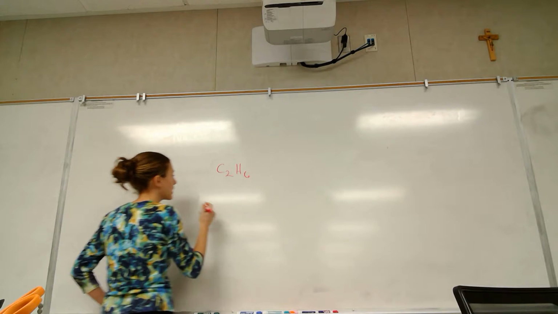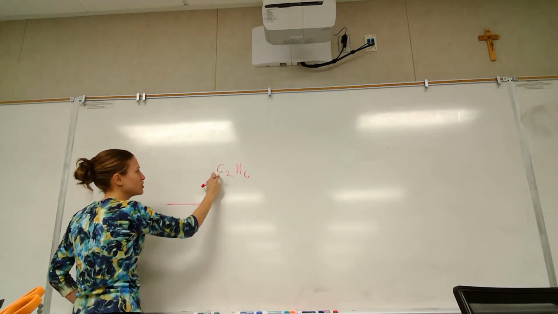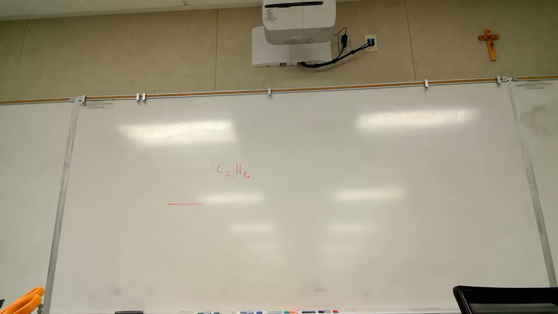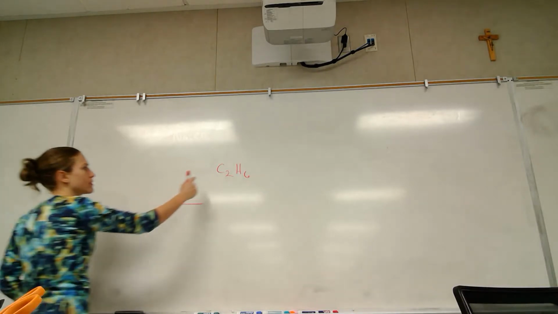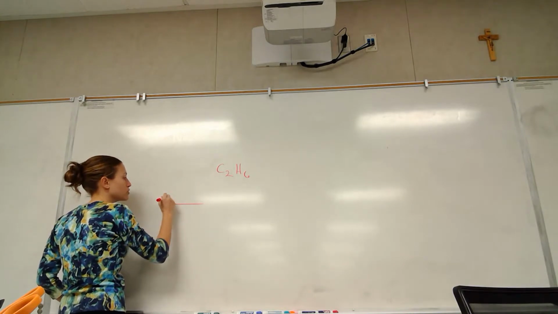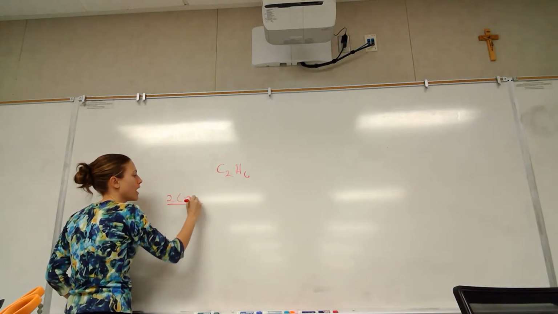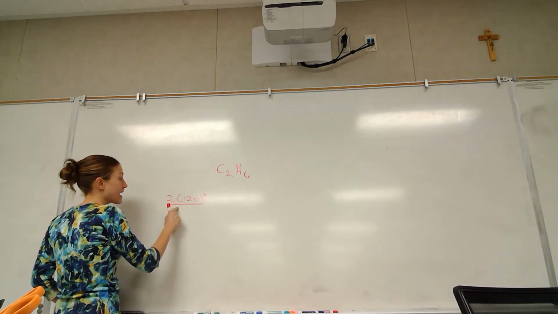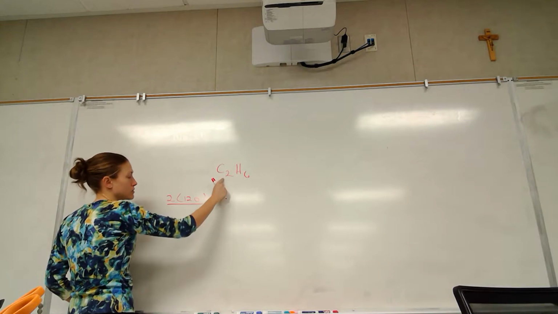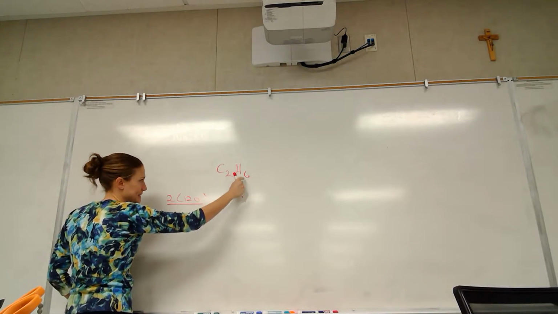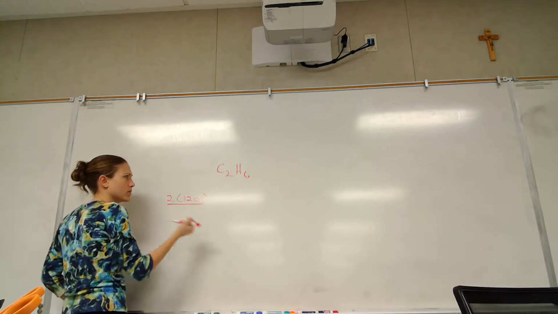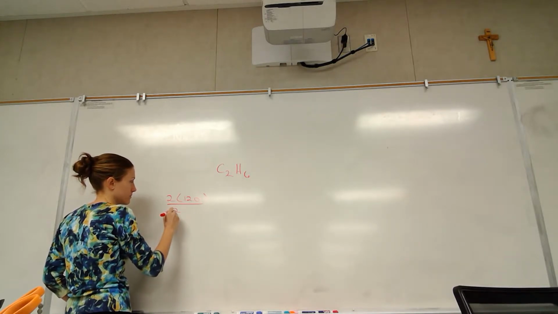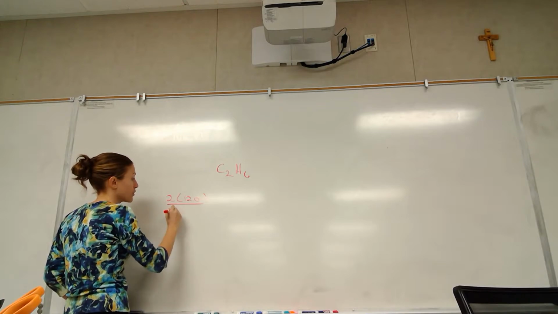So what I'm going to put up top is just the mass of carbon. Well, carbon has a molar mass of 12.01. However, how many carbons do I have? 2. So I'm going to do 2 times the 12.01. And I'm going to divide that by the total molar mass. So 2 times 12.01 plus 6 times 1.01, and what did you guys get? I got 30.07.